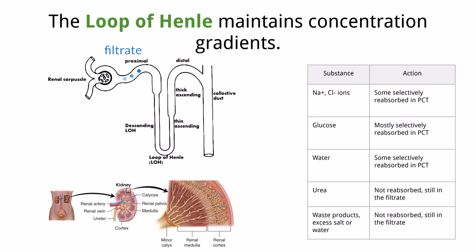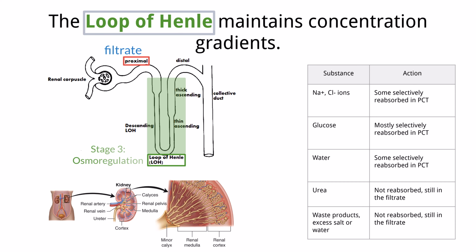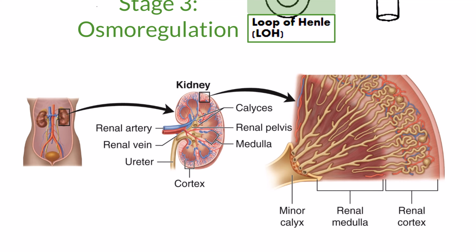The filtrate continues its path, moving from the PCT into the Loop of Henle, a U-shaped portion of the nephron. This is where the third and final stage will take place, osmoregulation. Let's take a closer look at the overall structure of the kidney.